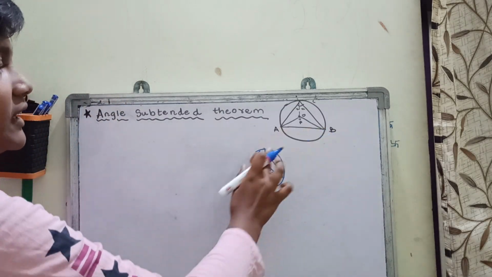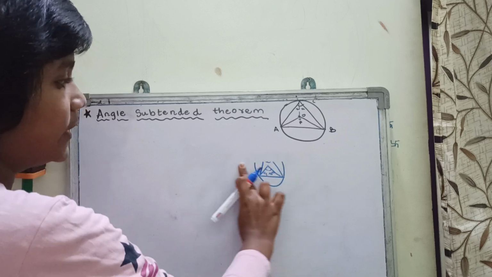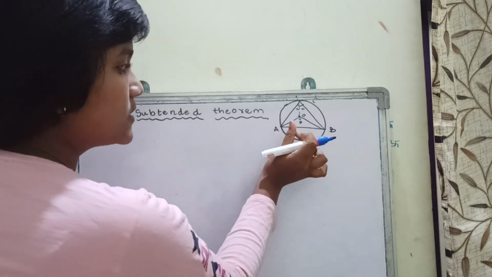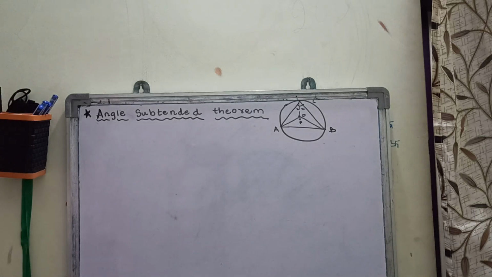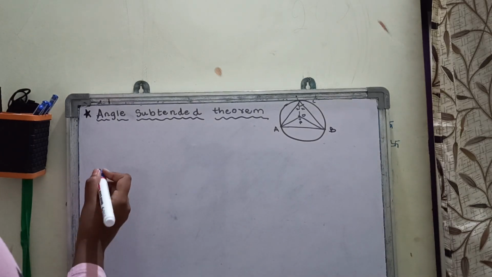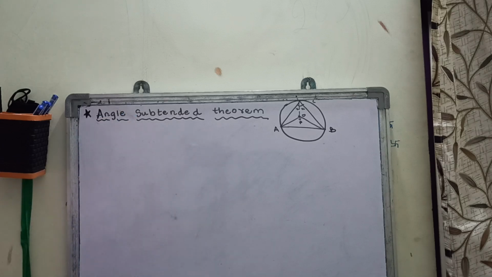So how to prove that? This is the theorem. If you get it as bits, you should remember that this will be double of this. Okay? So for finding what, first read the theorem. The angle subtended by an arc.